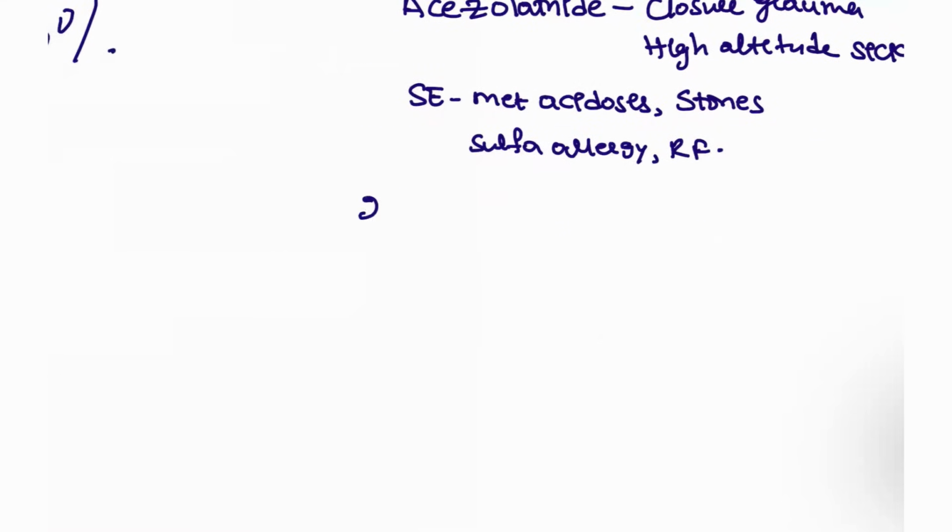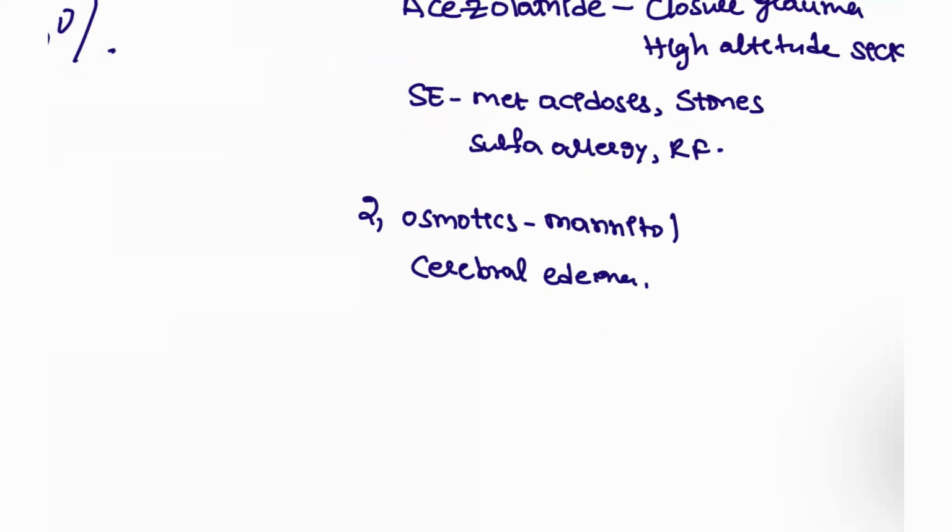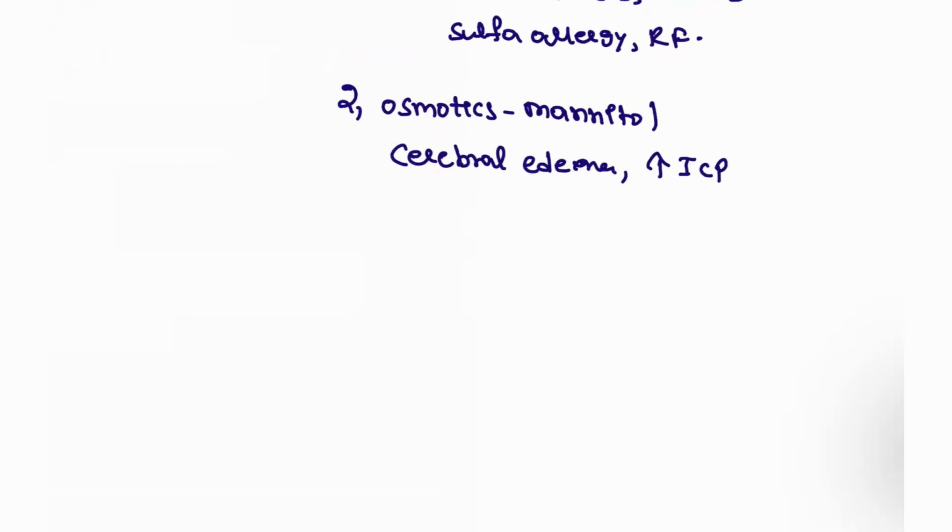Next one, osmotics. Example, mannitol. Where are we going to use mannitol? Cerebral edema, and also patients with increased intracranial pressure. All the trauma cases we are going to use it. Even in patients with renal failure, we can use this drug. Osmotics are not given in patients with pulmonary edema, so in pulmonary edema patients this drug is contraindicated.